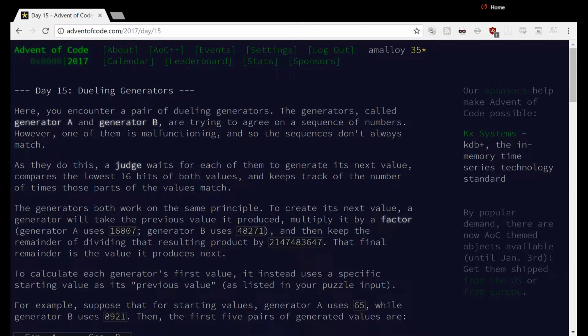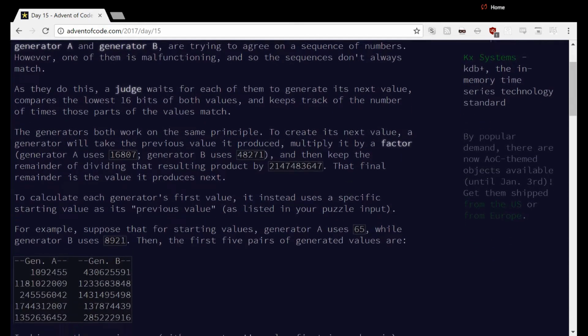The generators both work on the same principle. To create its next value, a generator will take the previous value it produced, multiply it by a factor, and they give some numbers that A and B use, which are not part of our input, but just fixed constants, and then keep the remainder of dividing that resulting product by this large number, which looks an awful lot like 2 to the 32, but isn't because it's odd. I think it's 2 to the 32 minus 1, but I'm not sure. I didn't bother to check.